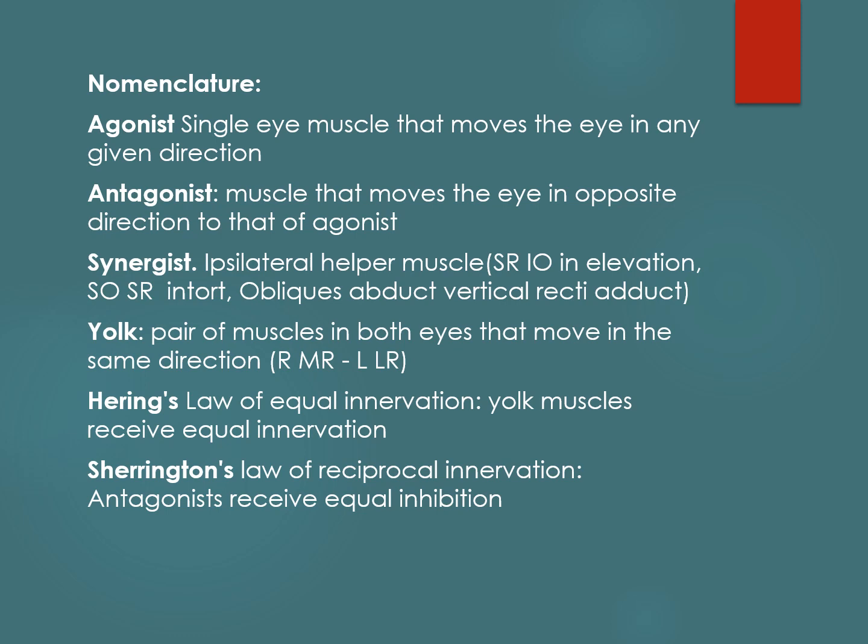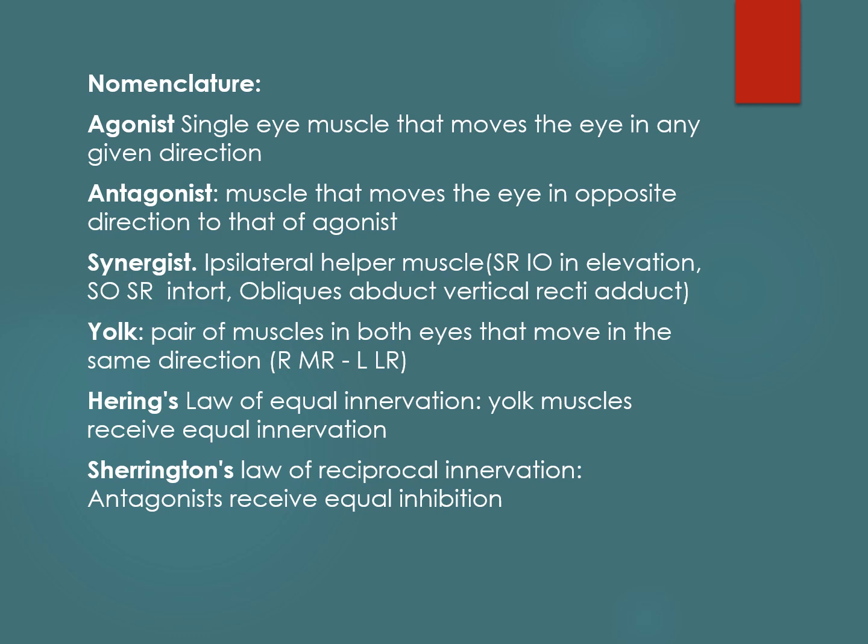Synergist: it is an ipsilateral helper muscle. For example, in elevation, superior rectus is helped by inferior oblique. Yoke muscles: these are a pair of muscles in both eyes that move the eyes in the same direction. For example, if we move the right eye medially, right medial rectus is paired with left lateral rectus.